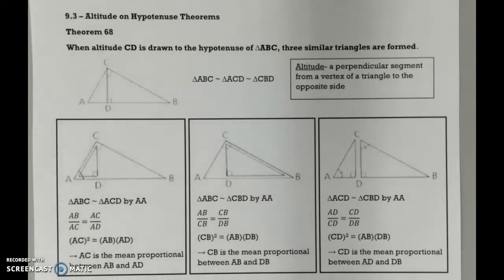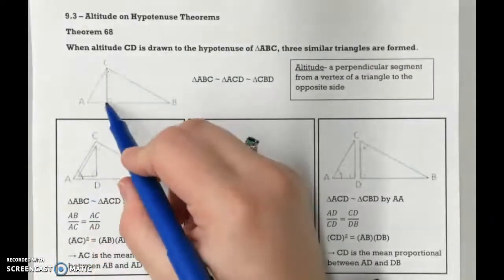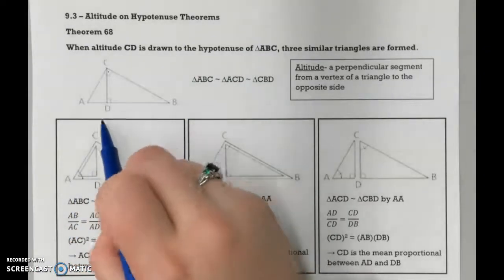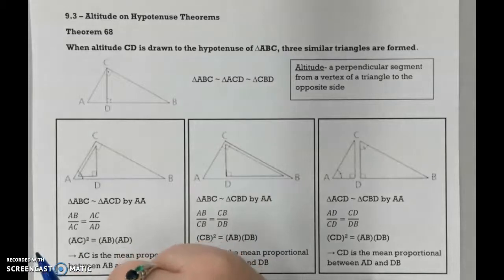So first of all, a reminder of what an altitude is. We did learn this in the fall. An altitude is perpendicular to the opposite side. So in this triangle here, triangle ABC, segment CD would be an altitude because it is perpendicular to AB.